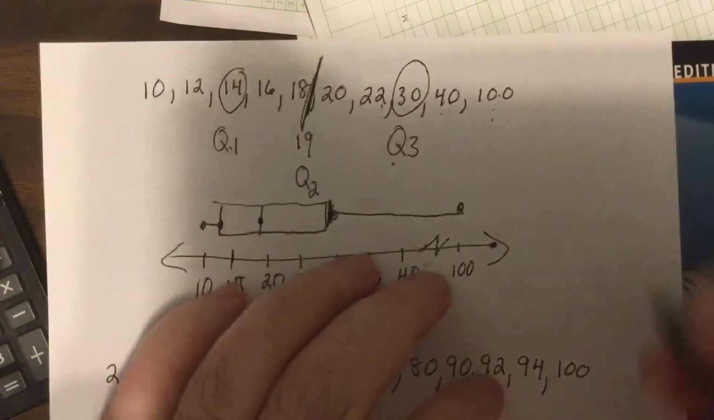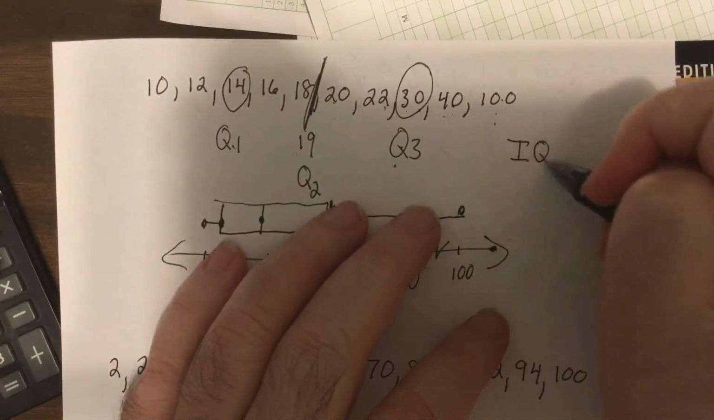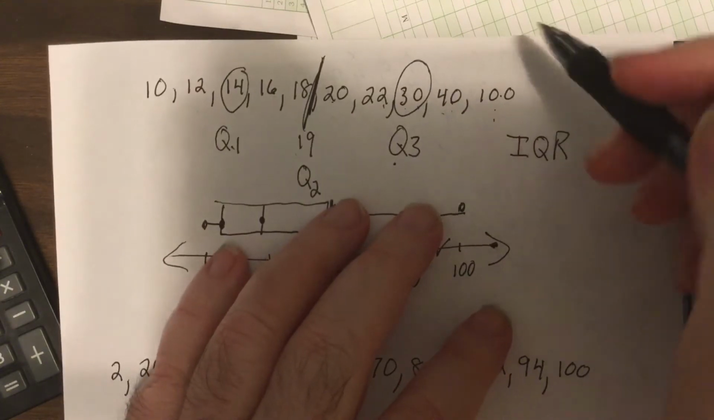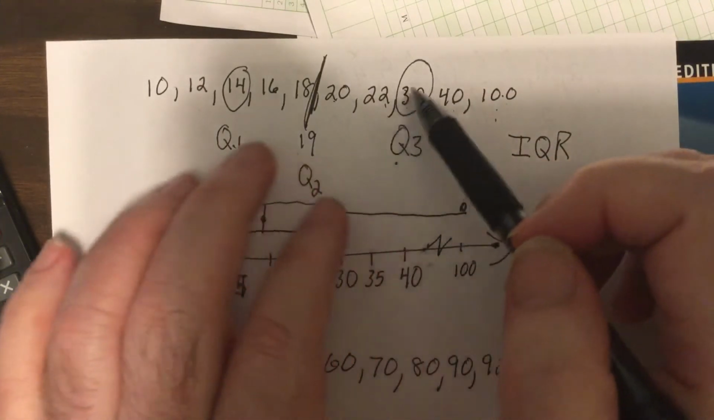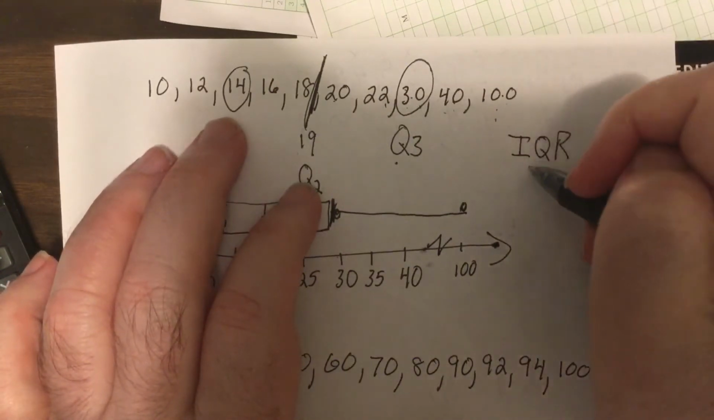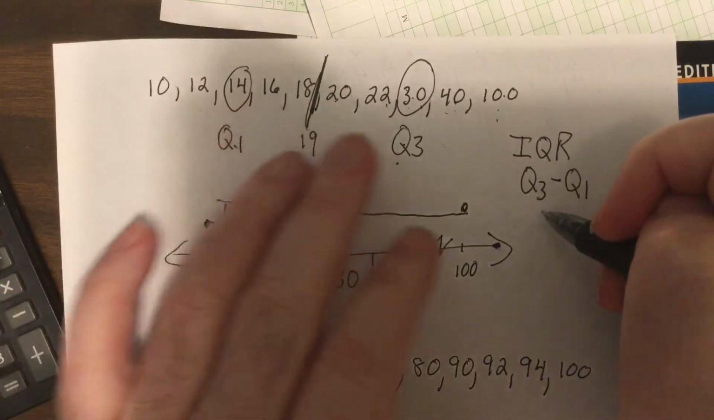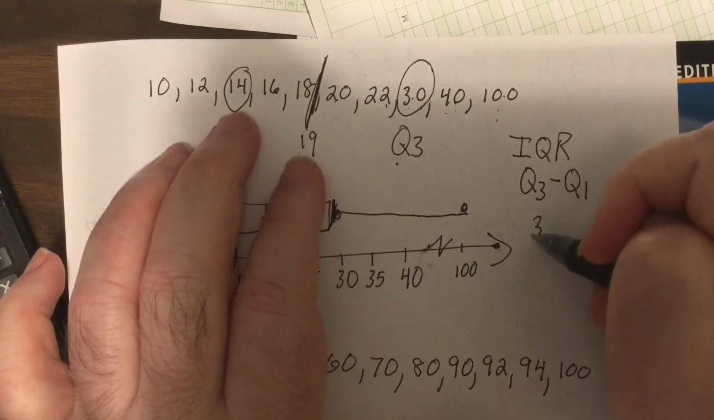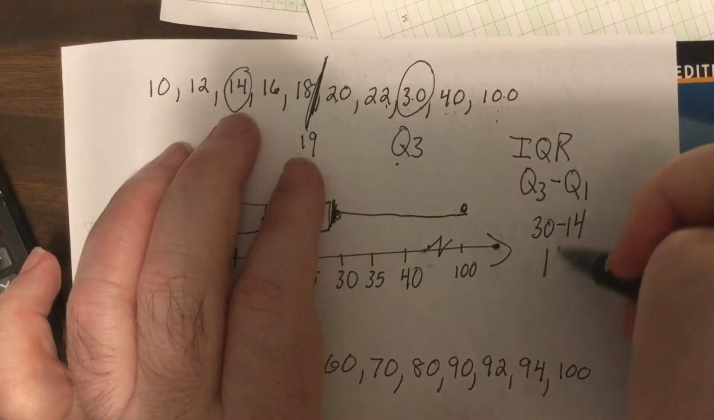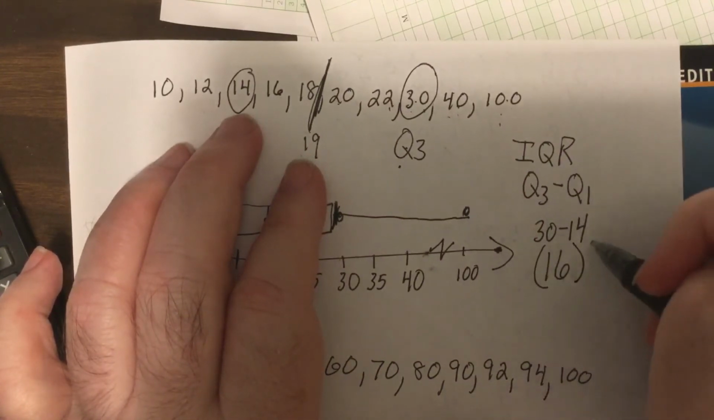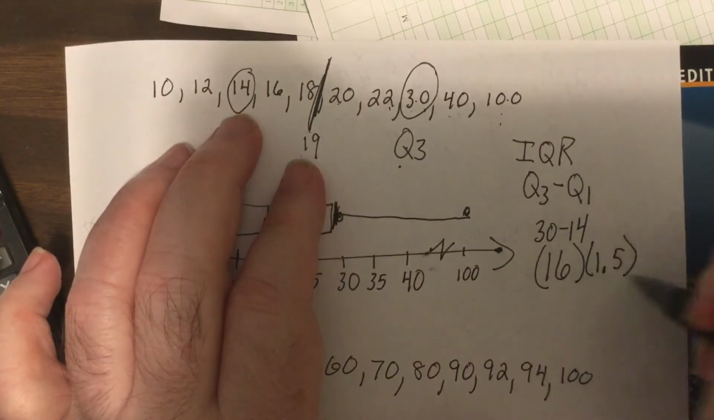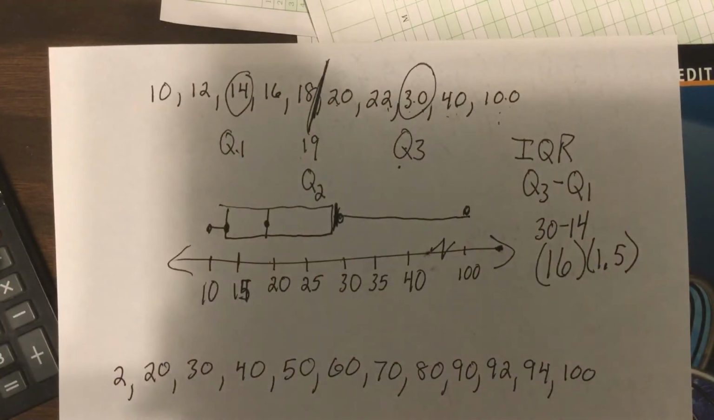How you figure that out is called finding the interquartile range, IQR. And IQR is you take the quartile 3 minus quartile 1. In this case, it would be 30 minus 14 is 16, and you multiply it by 1.5. Don't panic, kids. Don't panic. We're just playing around with it. So on a calculator, I got 16 times 1.5, which is 24.